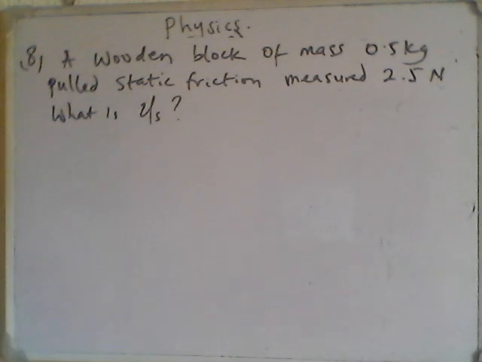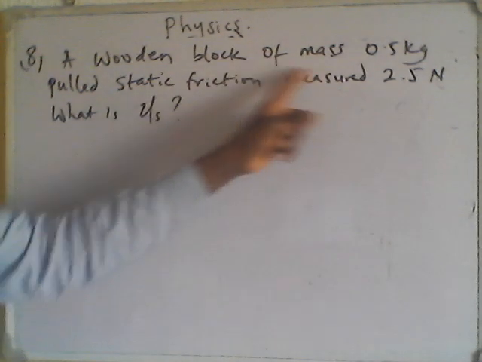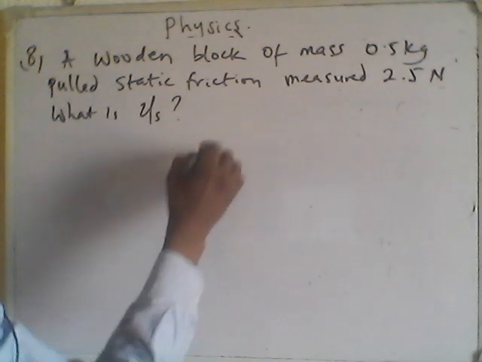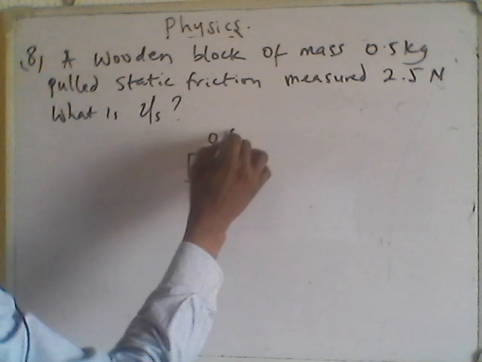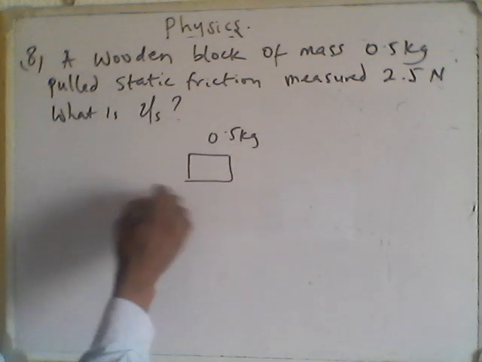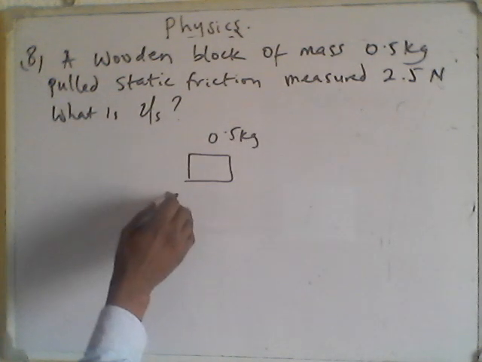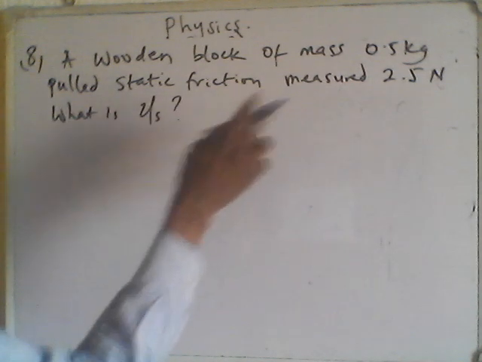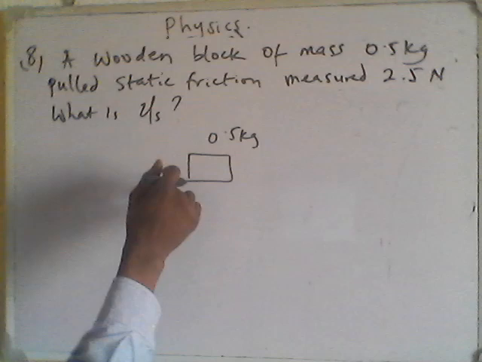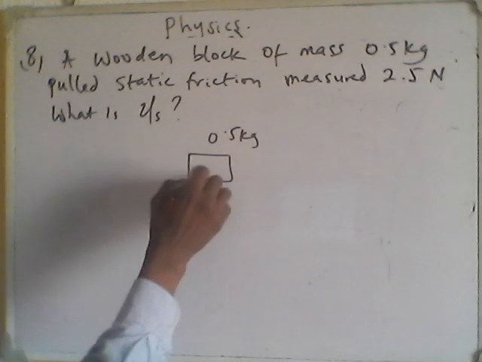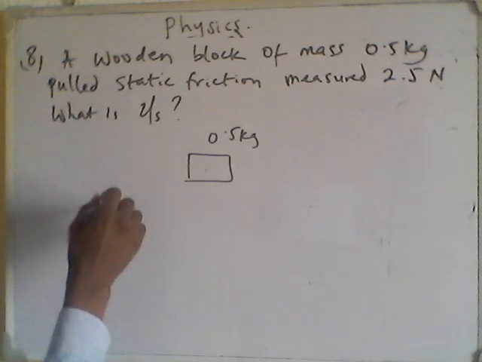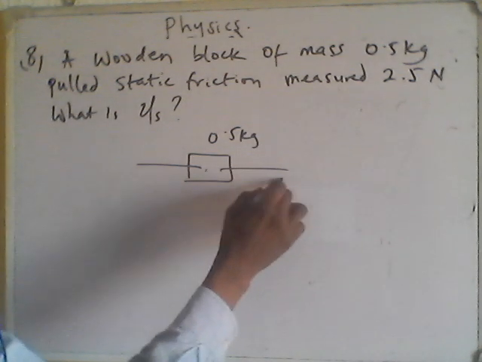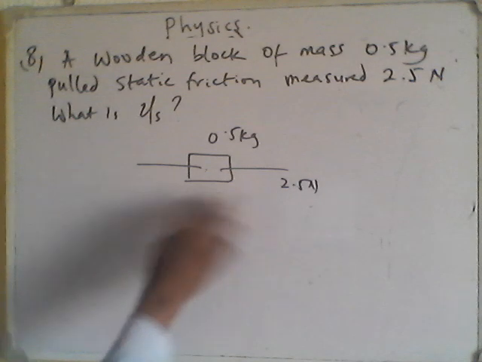Okay, so we have the question on the board. It says a wooden block of mass 0.5, so the mass is 0.5 kg, is pulled, and the static friction is measured as 2.5 Newton. Okay, 2.5 Newton. So what is the coefficient of static friction?